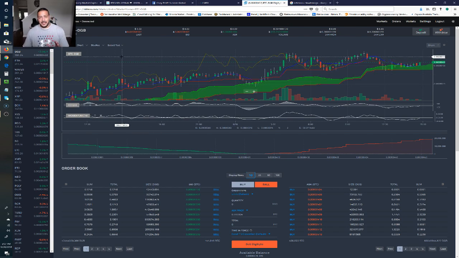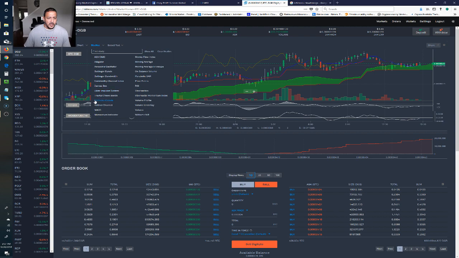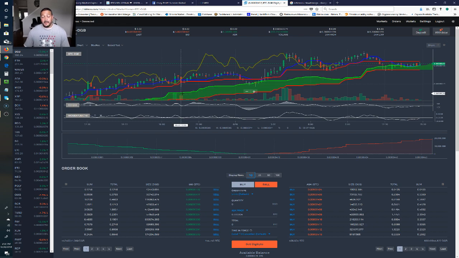Now you can get this particular tool. It's very simple. If you go to studies, you're going to find it right here. It's called Ichimoku Cloud. You'll see it right under fractal chaos bands and right above Keltner channel bands. This Ichimoku Cloud is the one that I'm using right now, and you can actually determine what a coin is going to do in the future.